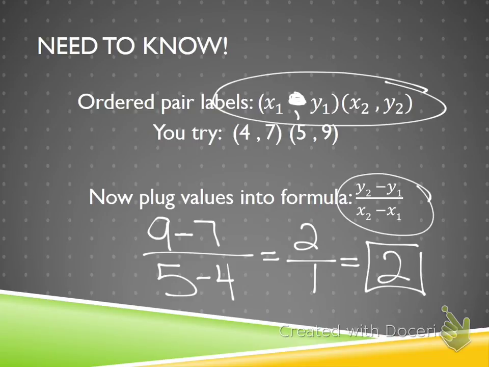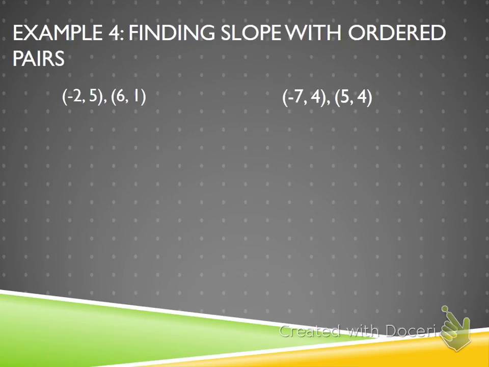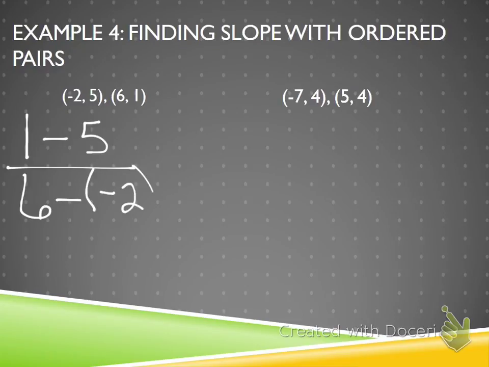All right? Okay, so I want you to do one now. Find the slope given this set of ordered pairs. Find the slope. Y2 minus Y1 over X2 minus X1. What's my Y2 value? 1 minus 5 over 6 minus negative 2. Did you catch it? Double negative changes to positive. Negative 4 over positive 8. Negative 1/2.